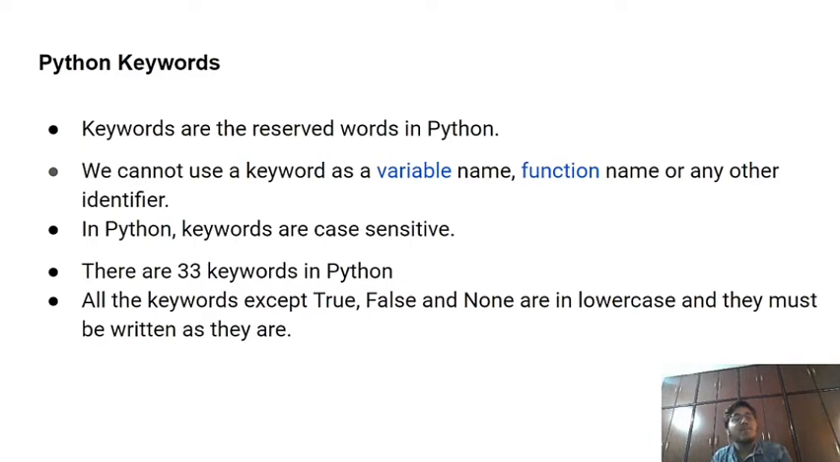Okay, now if you use them, we will be getting contradictory. That is the reason why variable names should not be keywords. Variable names are all case sensitive. Case sensitive in the sense that capital T is different from small t, which means there is a difference between uppercase letters and lowercase letters. There are 33 keywords in Python.